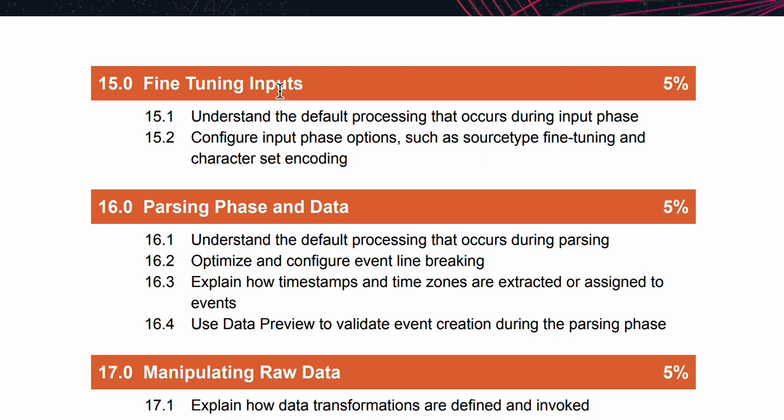Again, fine tuning inputs, the 15th chapter, covers 5% of questions. It includes understanding the default processes that occur during the input phase, and configuring input phase options such as source type, fine tuning, and character set encoding.